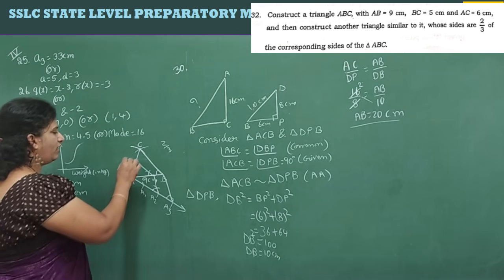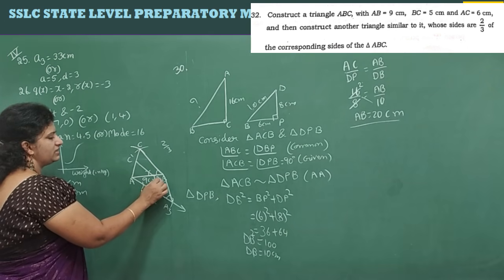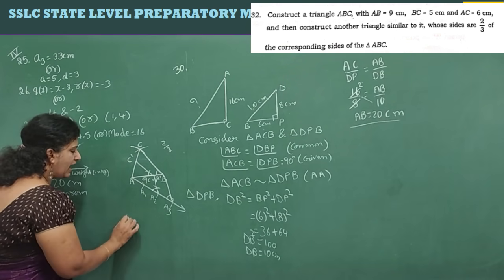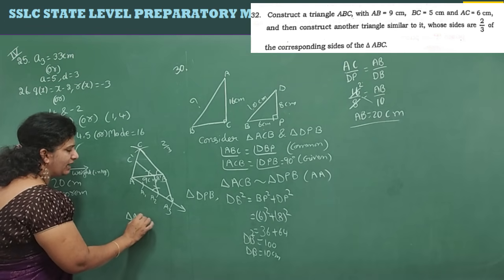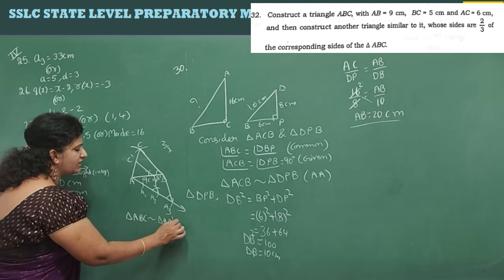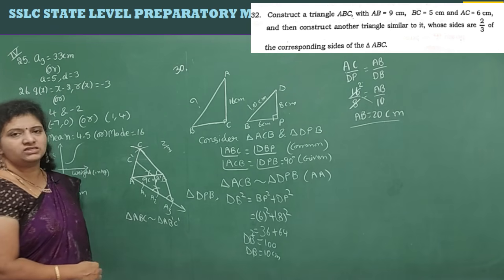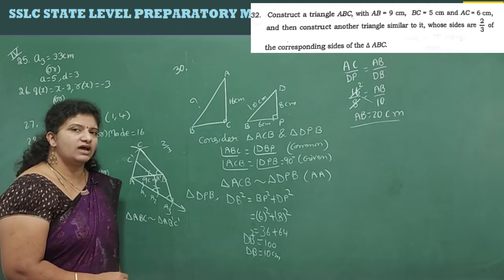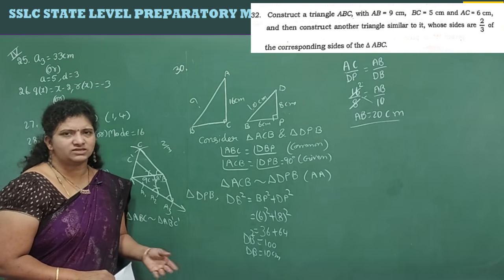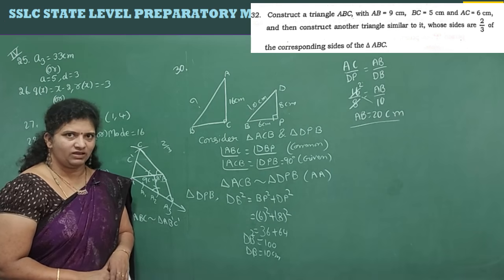Right? So now, this is C dash, this is B dash. Therefore, first write the given data. Last you can write, therefore, triangle ABC is similar to triangle AB dash C dash, and these two triangles' sides are in the ratio 2:3, and write 4 to 5 construction steps if necessary.